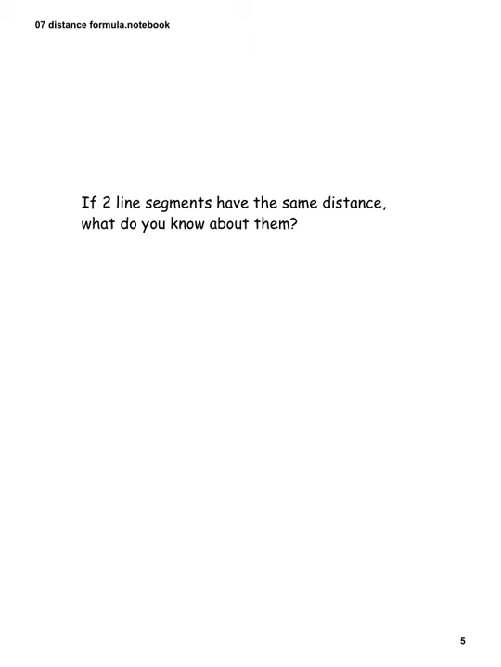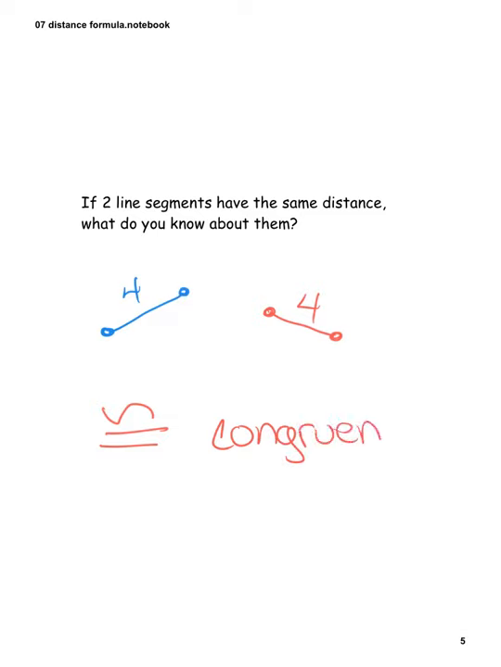So we have to realize if 2 line segments have the same distance, what do you know about them? So if I tell you that this line segment has a distance of 4, and I tell you this line segment here has a distance of 4, we can say that they are congruent. We're going to use this when we do proofs.